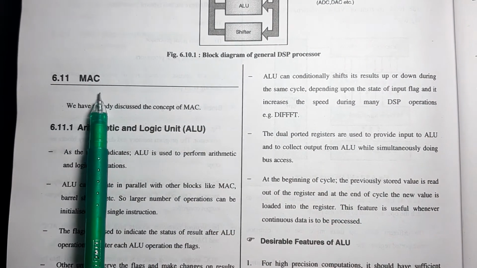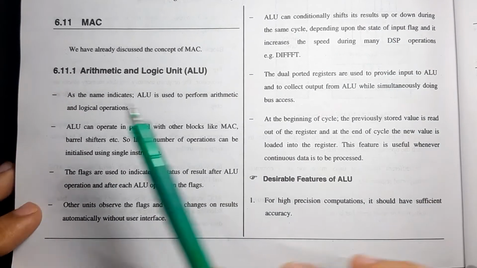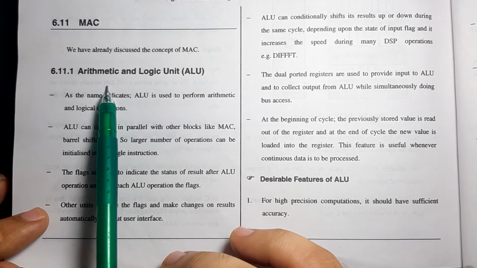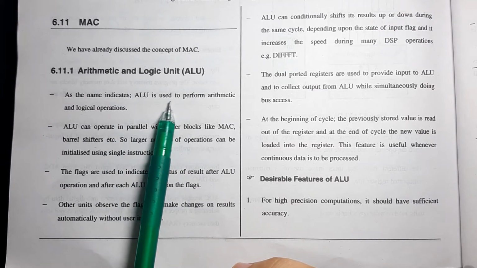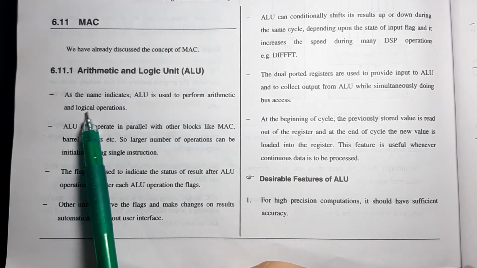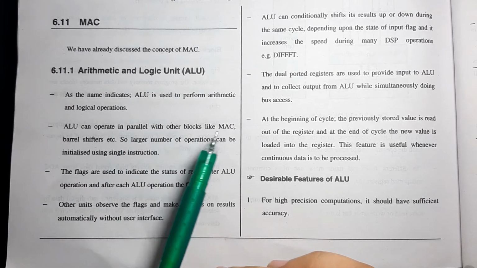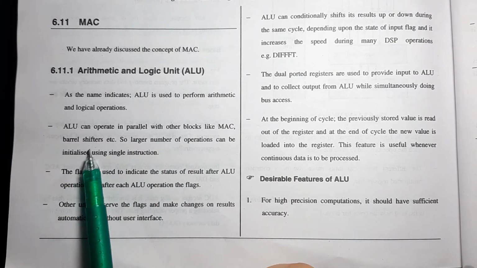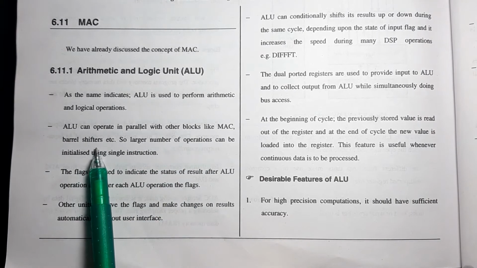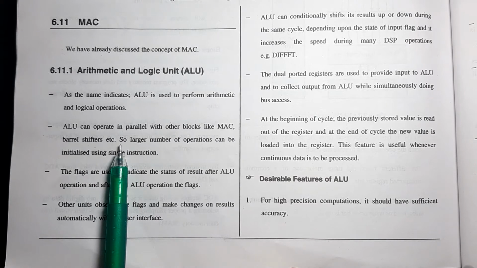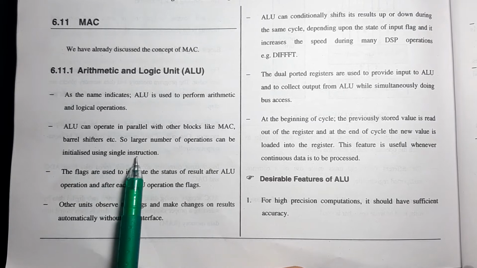Now we have a topic called MAC. So in MAC, we have certain parameters to be discussed. One of them is ALU. Now your ALU stands for arithmetic logic unit. As the name indicates, ALU is used to perform arithmetic and logical operations. Now ALU can operate in parallel with other blocks like your MAC, barrel shifters, etc. Now what are these? We'll just discuss, don't worry about it. We'll discuss barrel shifters also.